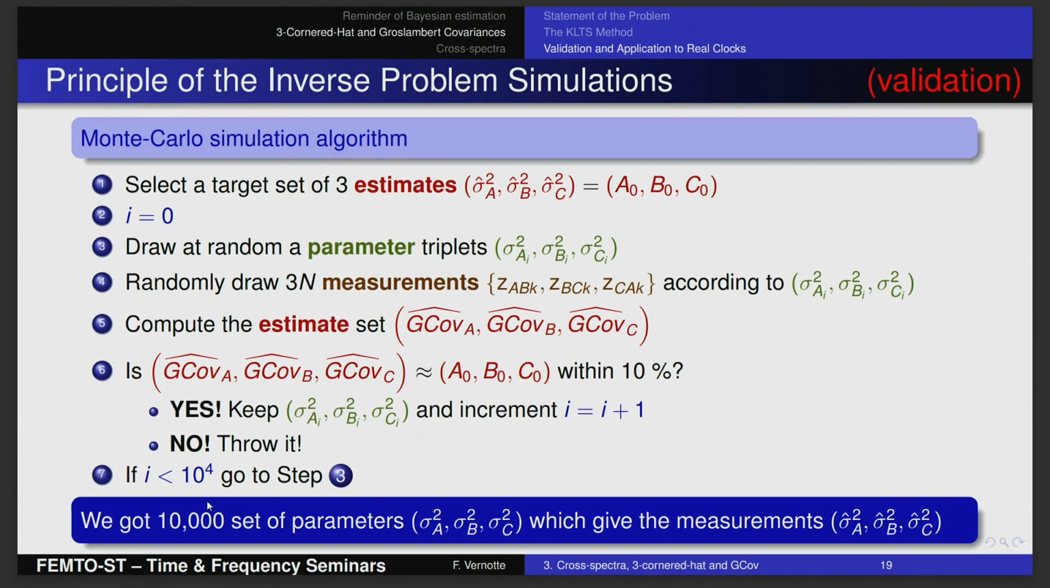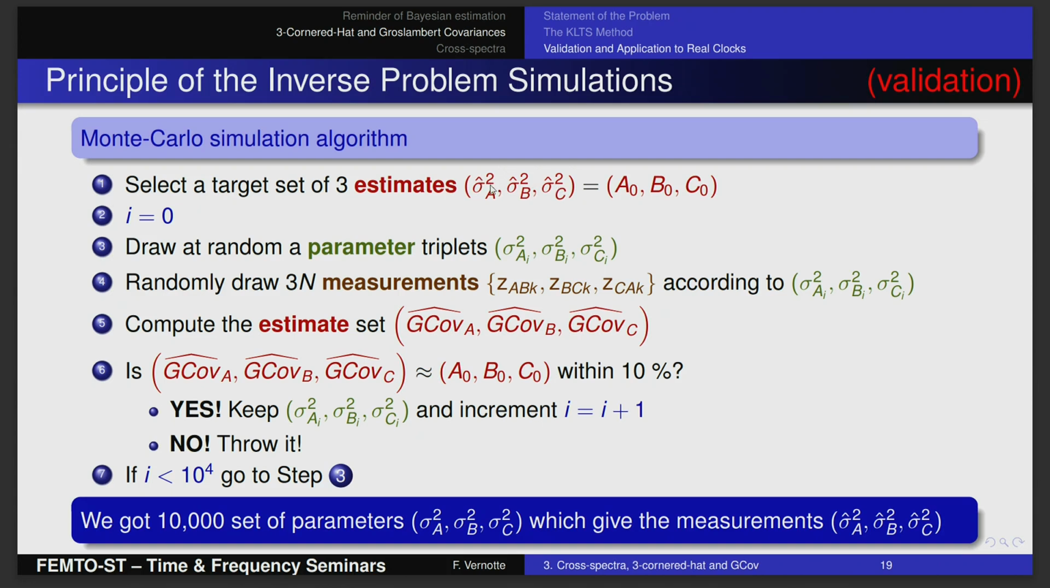Second thing, it's very important to check if our method is good or not. In order to check this method, we have built another algorithm, which is not an algorithm to compute the result, but an algorithm which will try to give what is exactly the inverse problem. So in this case, for instance, you select a set of 3 estimates. I mean measurements. It's very important.